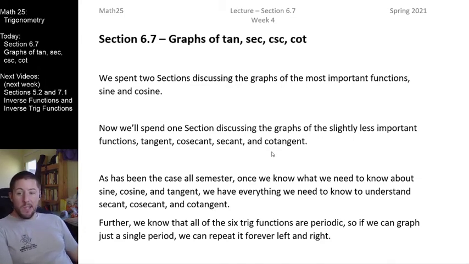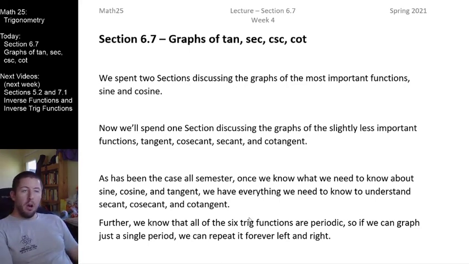So, as it's been the case all semester, once we know what we need to know about sine, cosine, and tangent, that will give us everything we need to know about secant, cosecant, and cotangent. So all the information that we want to acquire today is just going to keep on saying, well, what happens with sine? What happens with cosine? What happens with tangent? So what we want to do today is establish tangent first, and then use sine, cosine, tangent knowledge to get our secant, cosecant, cotangent knowledge. It's what we did before we were starting to graph these functions. It's what we're going to do now.